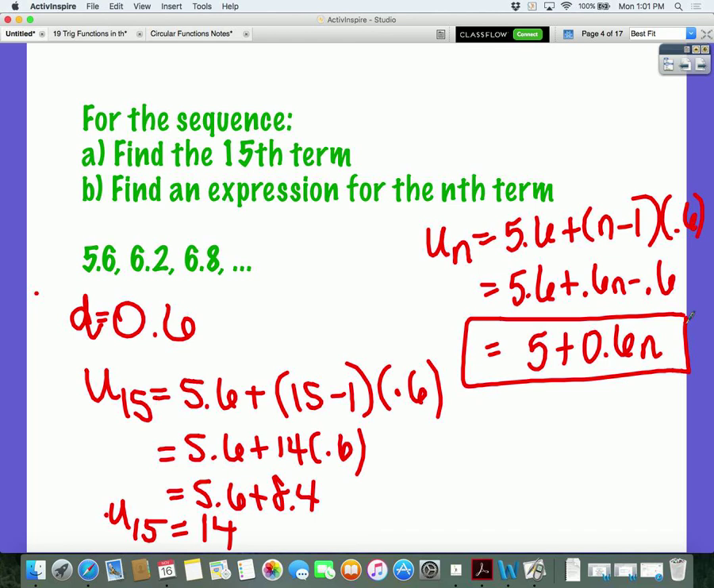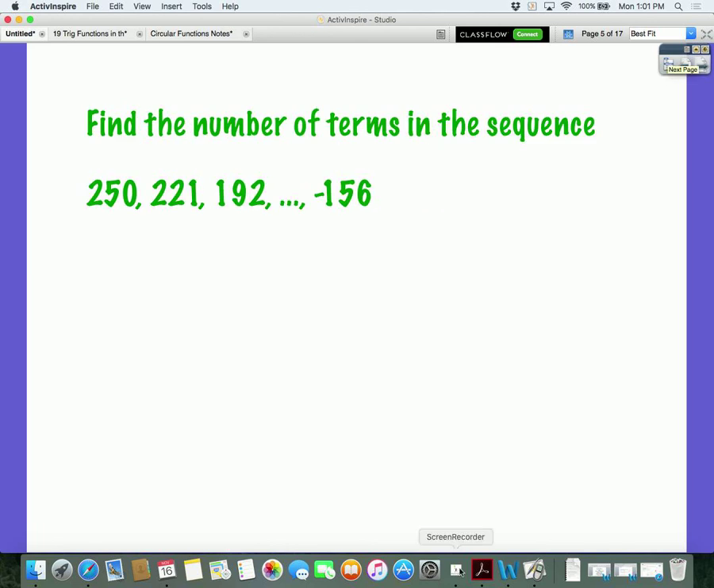Moving forward. Let's look at the next one. We're looking for the number of terms in the sequence. Where can I start? Is this arithmetic or geometric? If it's arithmetic, that means that I'm either adding or subtracting a number. What am I doing? Which number? 29. So am I adding or subtracting that? So my common difference is negative 29.